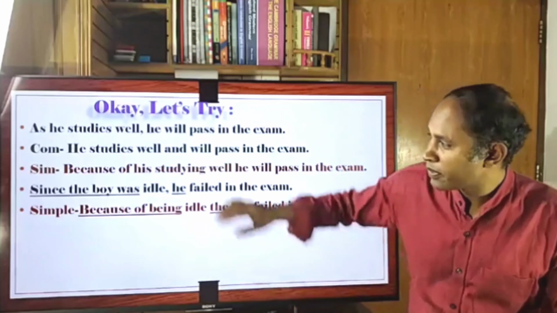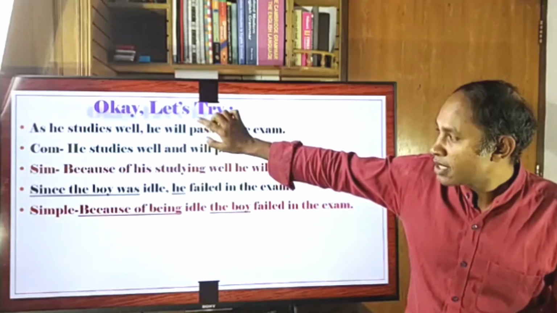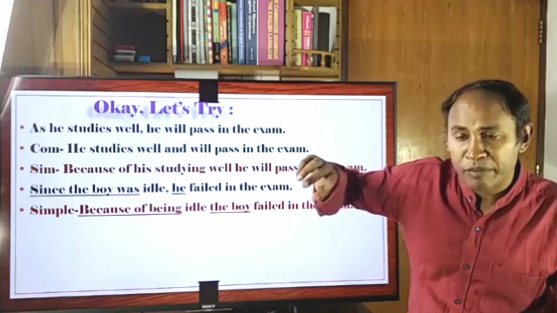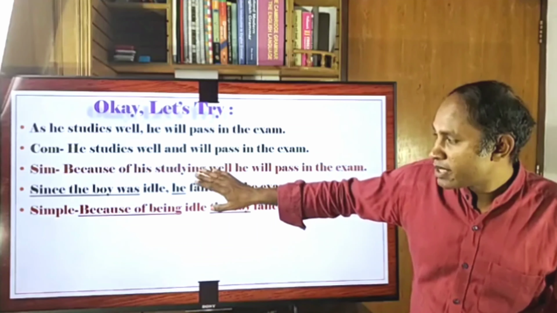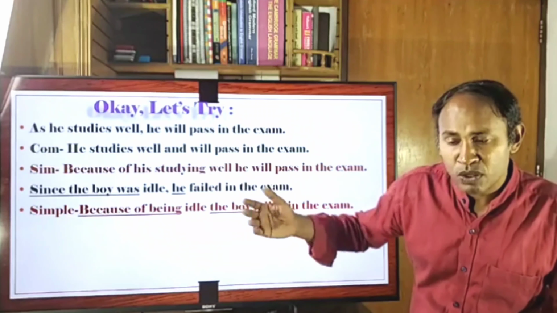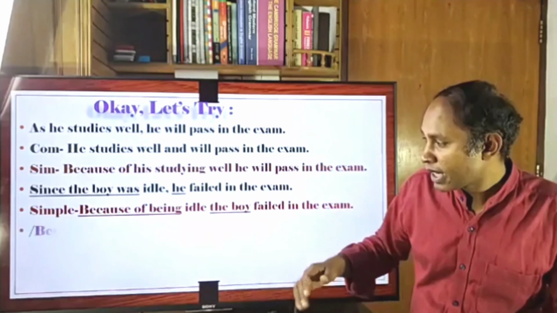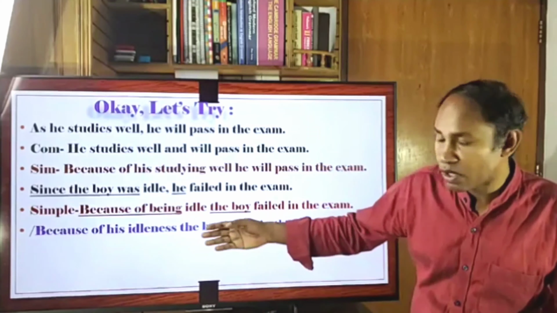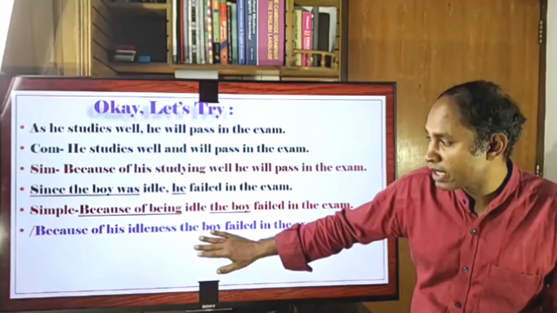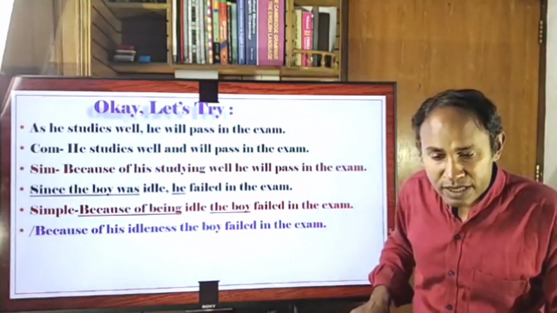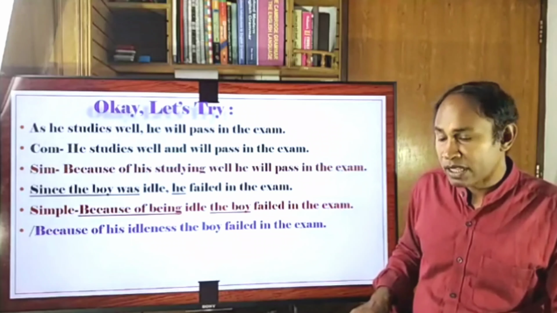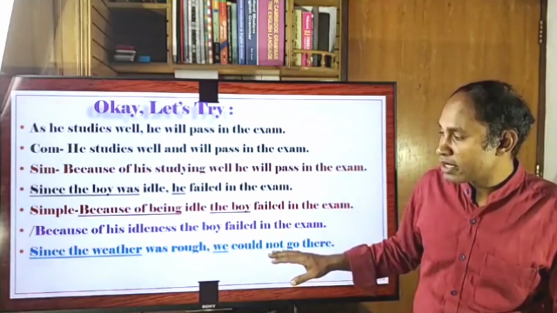Of course there is some difference. Notice this difference. So in the first sentence, the subject was the same but both were pronouns. But in the second sentence, the subject was the same, one was a noun and one is a pronoun. And in the third version, you can also write down the answer in that way. Because of his idleness, the boy failed in the exam. Okay. And now look at this third sentence.